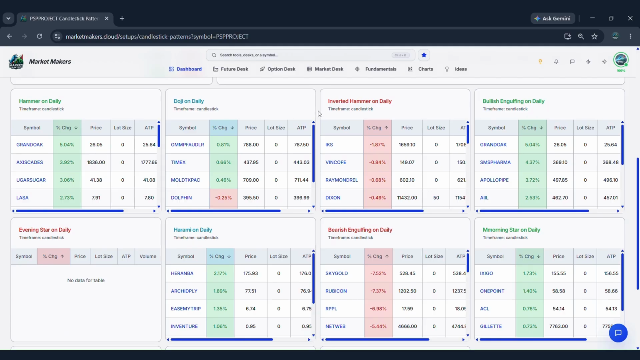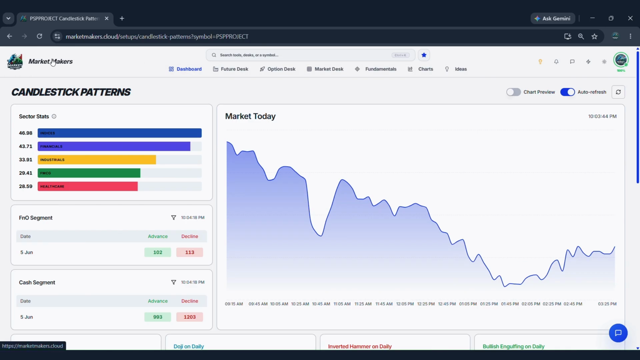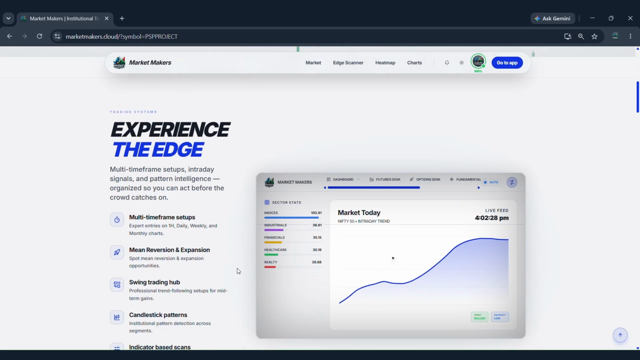And this was the complete walkthrough of the market maker's dashboard. The goal here is not just replacing scanners. The goal is replacing chaos with an institutional trading cockpit, so that you stop thinking like retail and start thinking like institutions.